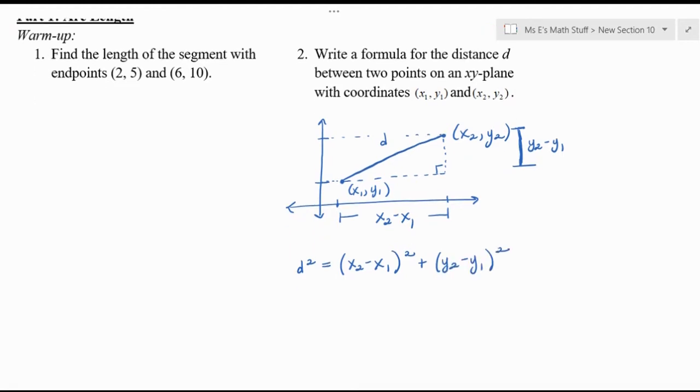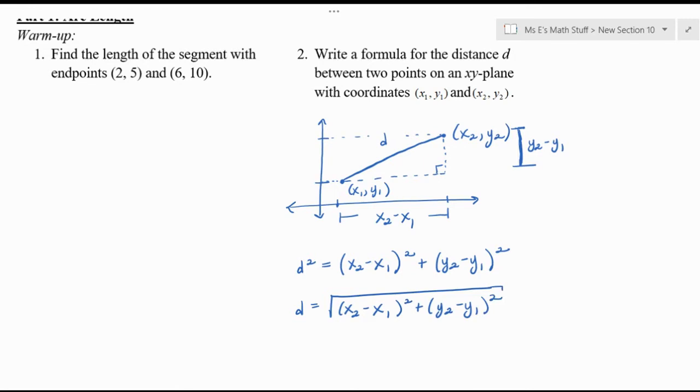There we go. And then the last thing you could do to really derive this distance formula would be to square root both sides. There we go. So just in case you've never seen the derivation of the distance formula for 2 points in the XY plane, there it is.